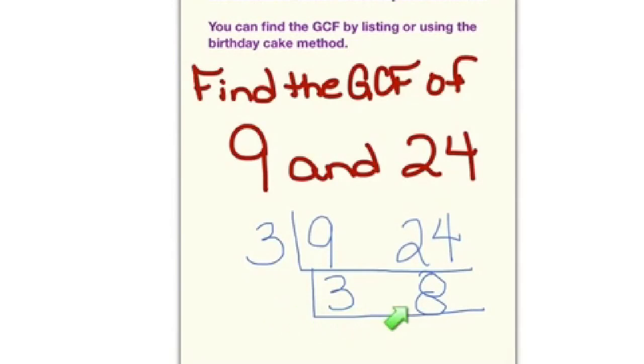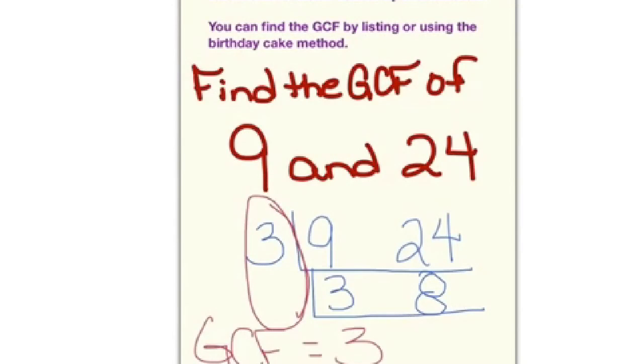I look at my bottom layer of the cake and I can see that these two numbers do not have anything in common. 3 is a prime number and it is only divisible by 1 and 3, so it does not have any factors in common with 8. So our cake is done. So we know that the side of the cake, those yummy sprinkly parts, my favorite part with all that frosting, that is the GCF. There are no numbers to multiply, it's just simply 3. So our GCF for 9 and 24 equals 3. Hopefully that was just a review for you because you already know that.